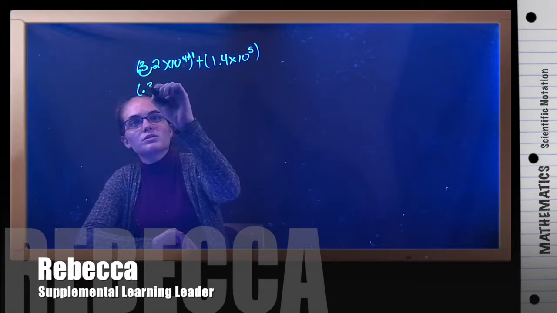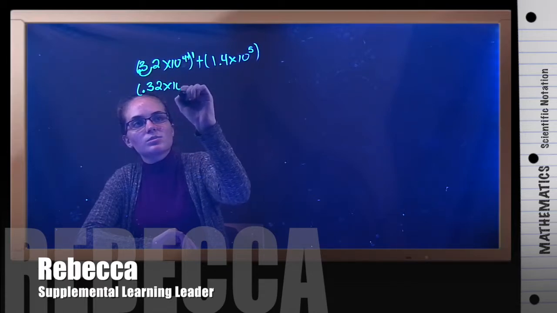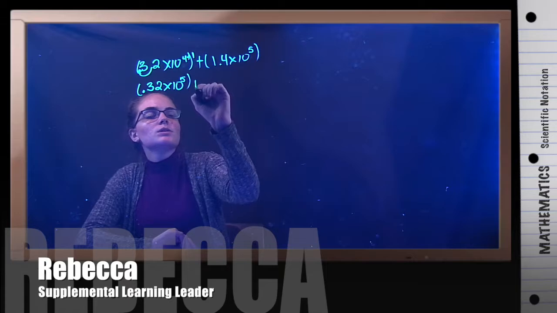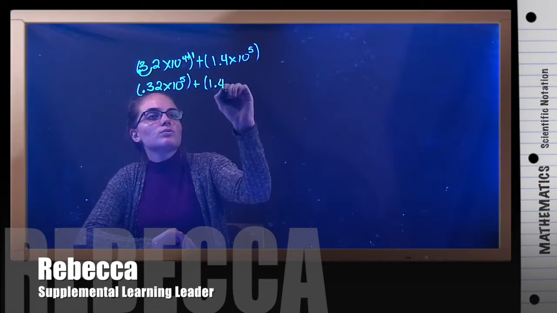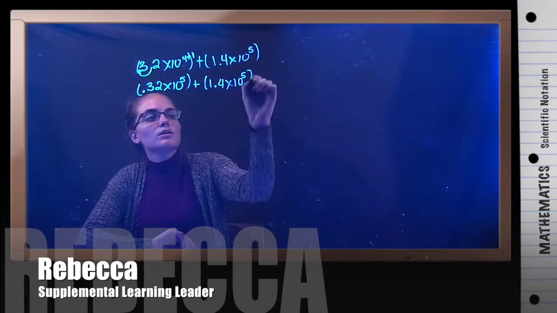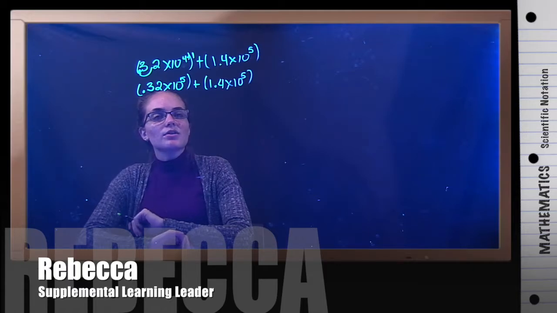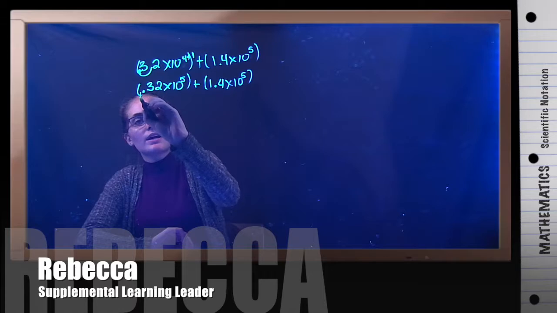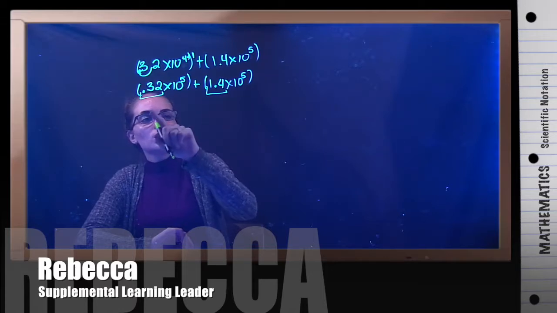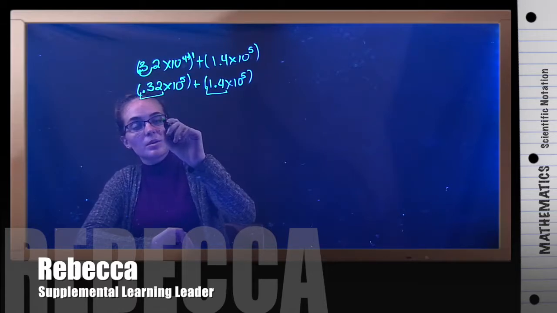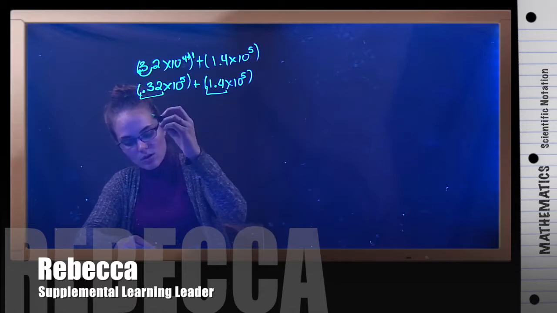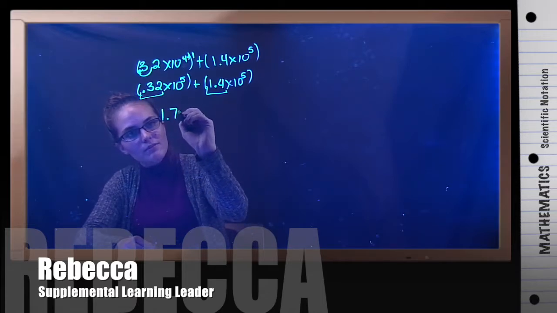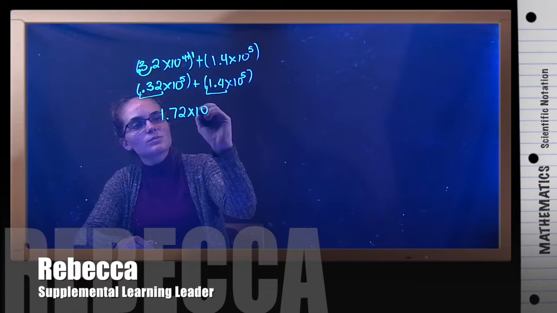So we have 0.32 times 10 to the 5th power plus 1.4 times 10 to the 5th power. Now that they are the same exponent, we can combine them. So all we have to do is add these two numbers. 1.4 plus 0.32 makes 1.72, and then the exponents you keep the same.